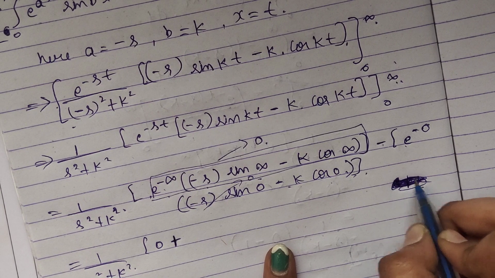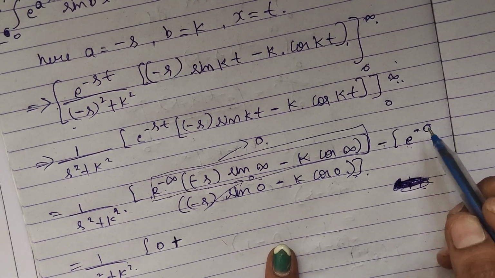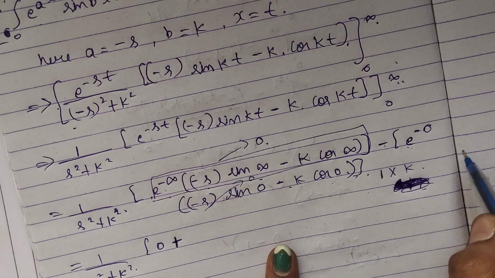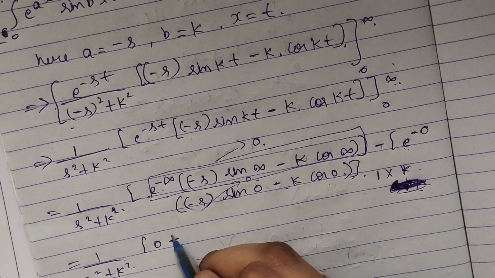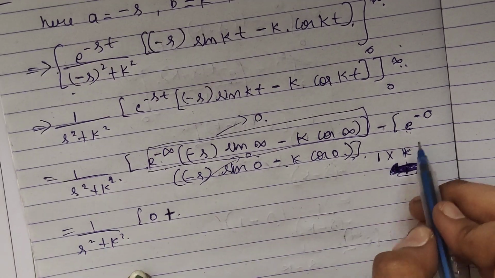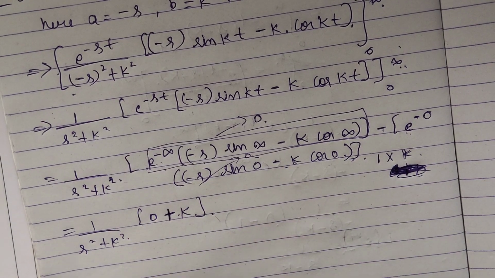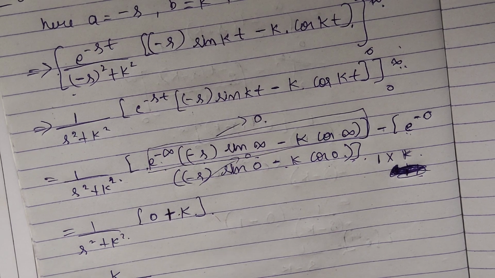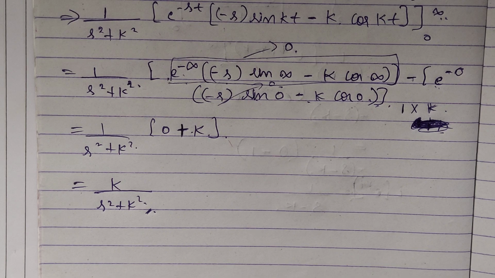E power 0 is nothing but 1. 1 into k, and the minus into minus becomes plus. So I will put plus here. Then 1 into k is k. Therefore k divided by s square plus k square. This is the second function that we proved.